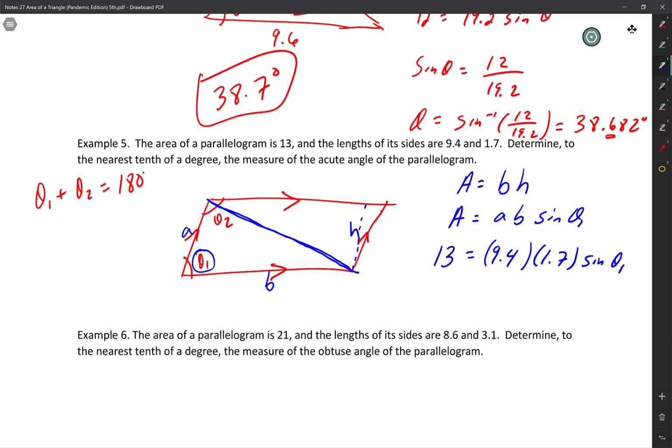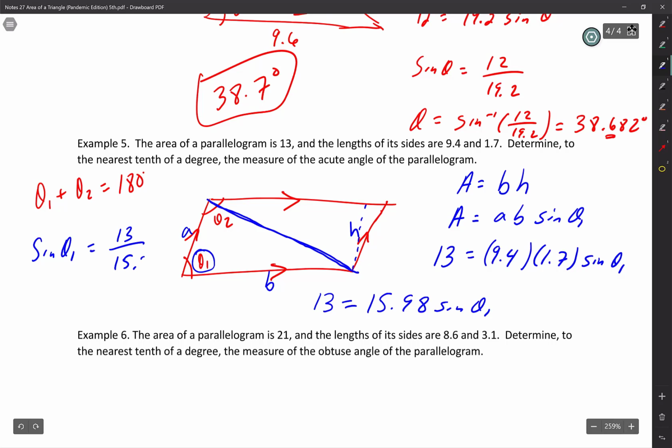I got 15.98. Chavez, why don't you use Desmos? I'm sorry, guys. Next time I'll use Desmos. Or I'll call you and you guys tell me. 15.98 sine theta 1. And I'm just going to divide by 15.98. Let me know if I make a mistake, because I make mistakes all the time, guys. 13 divided by 15.98. And then I'm going to do arc sine. So theta 1 is equal to arc sine of 13 divided by 15.98.